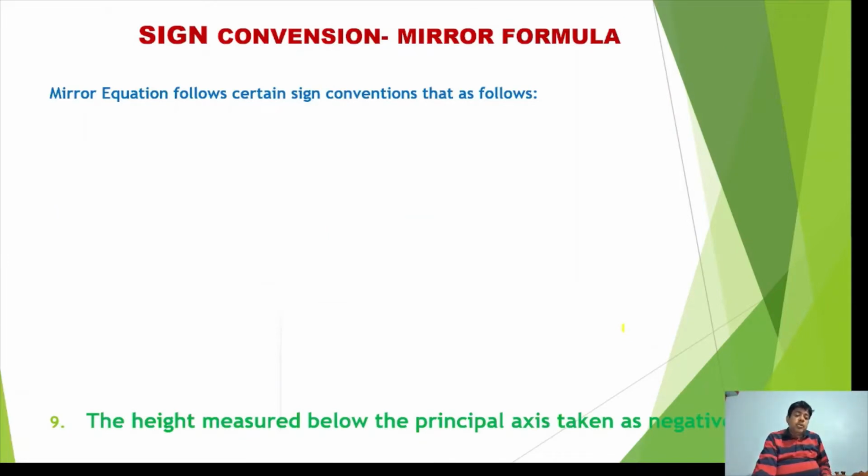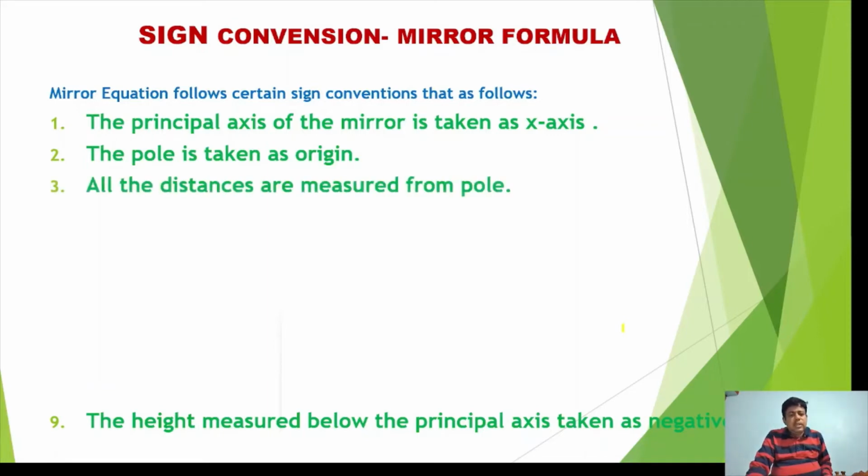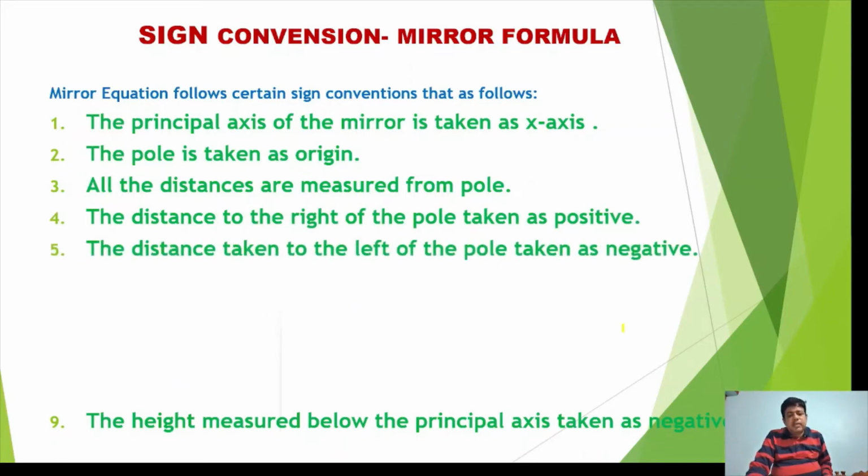So the mirror equation follows certain sign conventions. Let us have a review. The principal axis of the mirror is always taken as the x-axis. The pole is taken as origin. All the distances are measured from the pole. The distance to the right of the pole is taken as positive. The distance to the left of the pole is taken as negative.